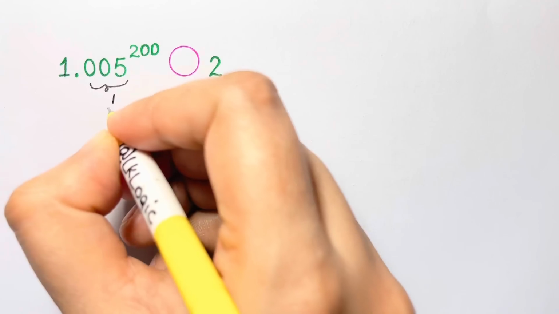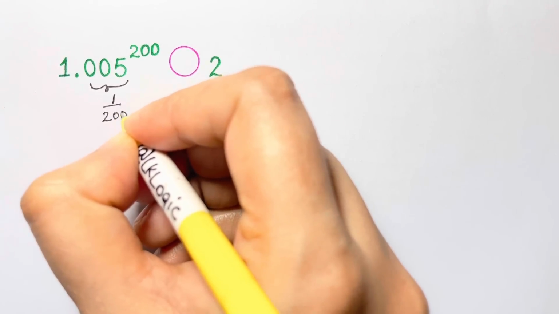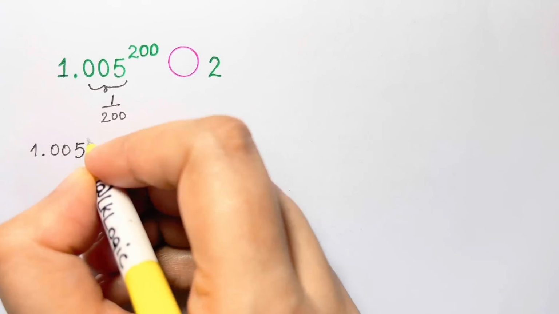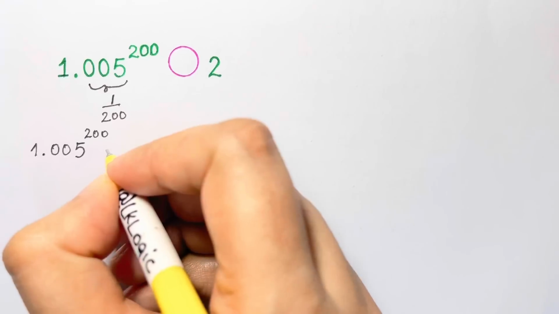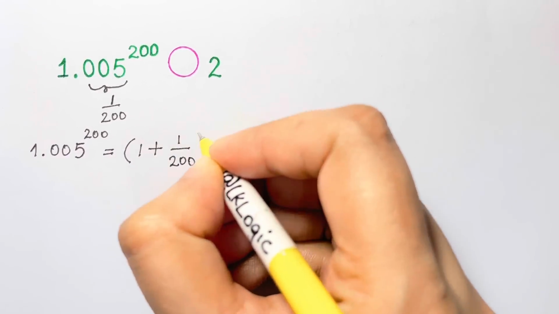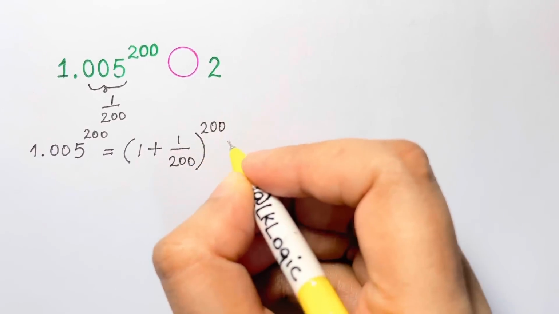Now we should write this number with this base as a fraction. 0.005 can be written as 1 over 200. So now 1.005 to the power of 200 equals 1 plus 1 over 200, whole to the power of 200. Now I'm going to write some of them.